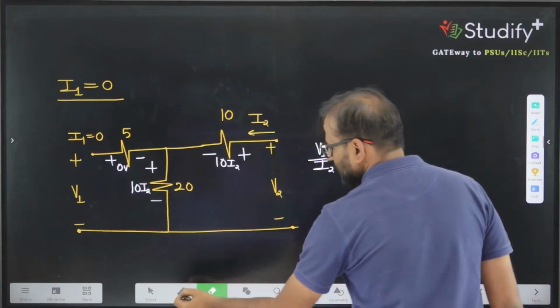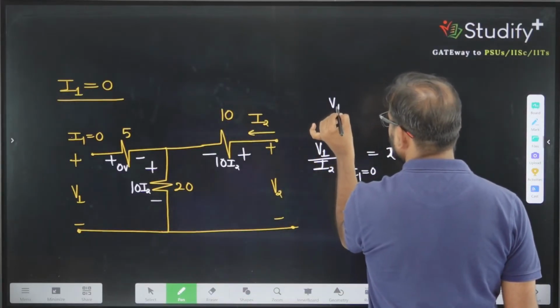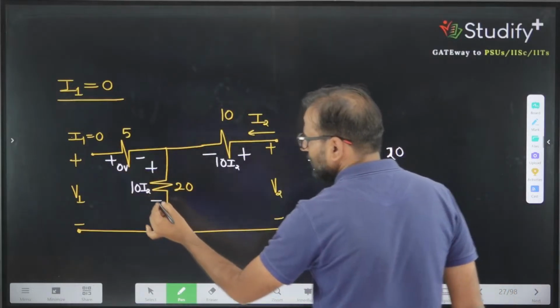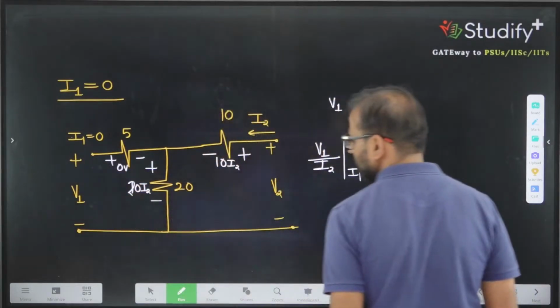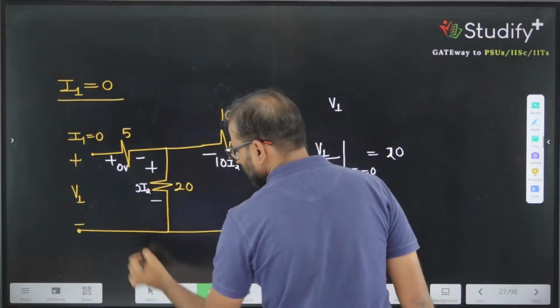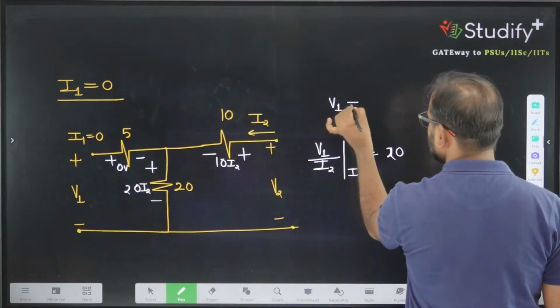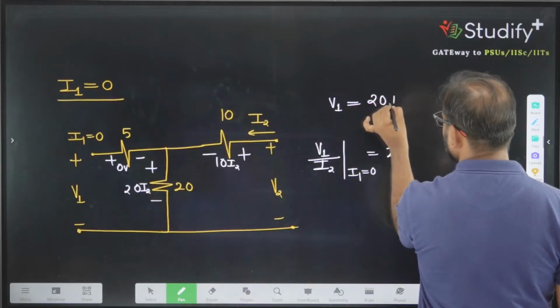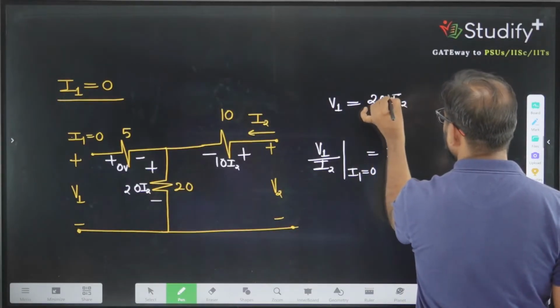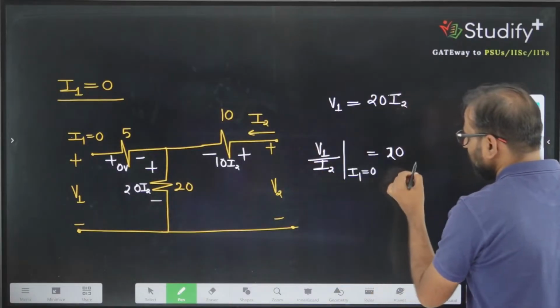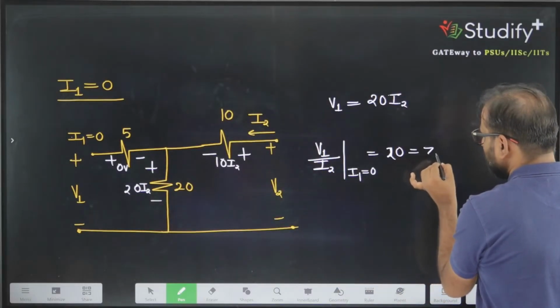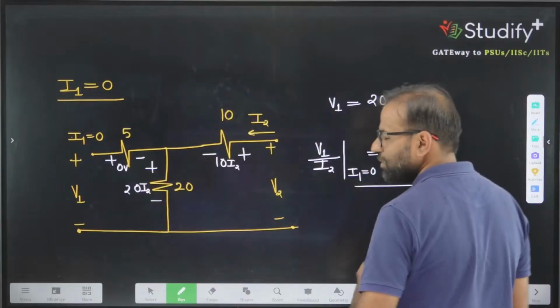I can say V1 is equivalent to 20. This value is 20. I2, so you can say V1 divided by I2, the ratio is 20, and that ratio is given by Z12. So Z12 is also known.